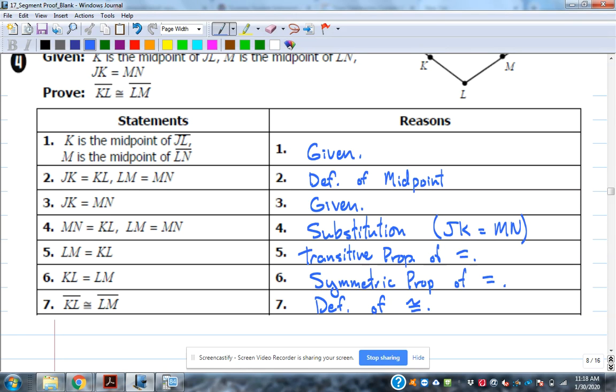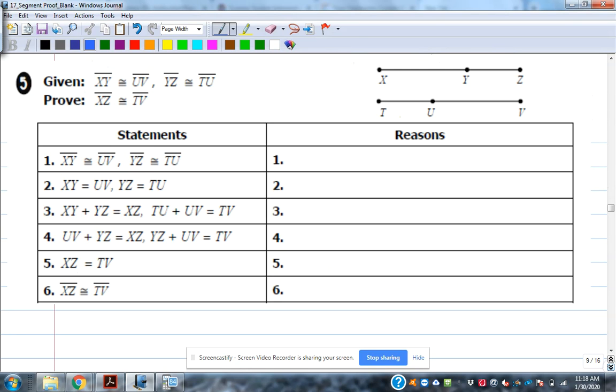Let's go ahead and do number 5. We may just do a work day tomorrow and just do all these proofs together today and let you work on homework. I'm sure y'all won't mind that. Because it is a little bit more difficult than yesterday's stuff.